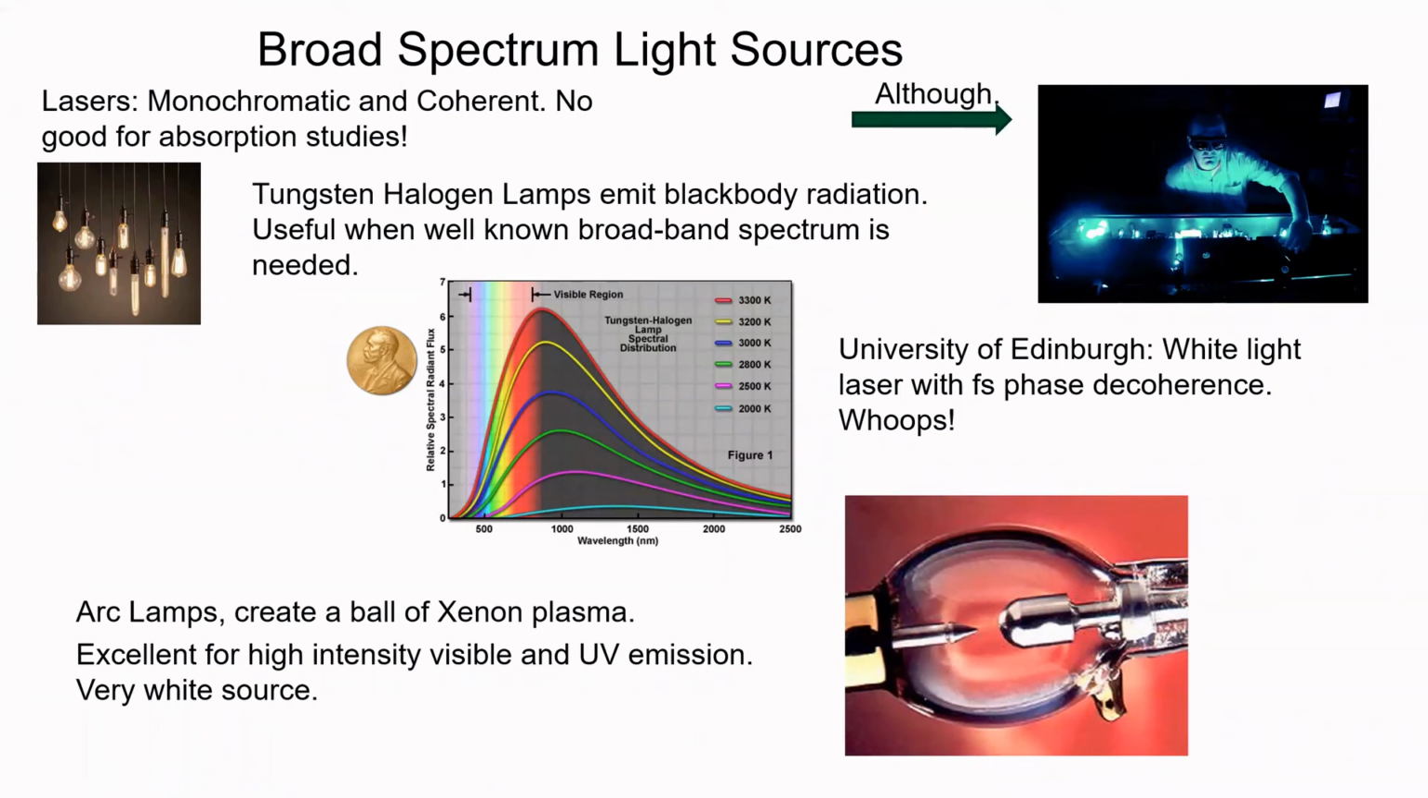They also have particular atomic energy transitions going on. So you also get some particularly bright spectral lines in there. So you've got a combination of the black body and the energy transitions going on top of it. Xenon arc lamps are particularly good at giving you high intensity visible and UV emission light.